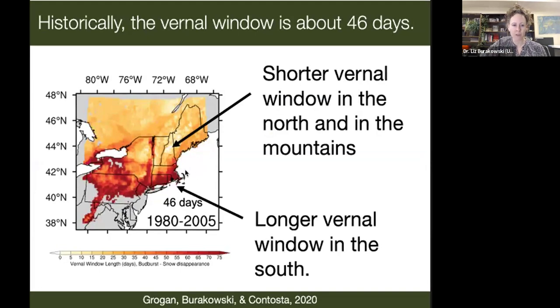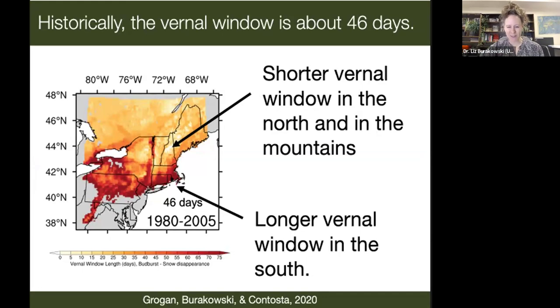And you can see some cool patterns here. What we know is that the vernal window is much longer in the southern part of the region, and it's a bit shorter as you get further north and at higher elevations, which makes sense. It takes longer for snow to melt up there, and you typically have a longer period of time before you end up in the warmer spring season.